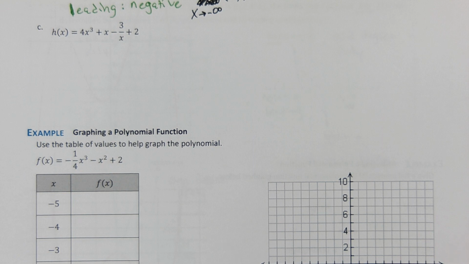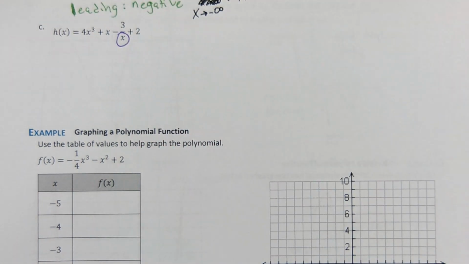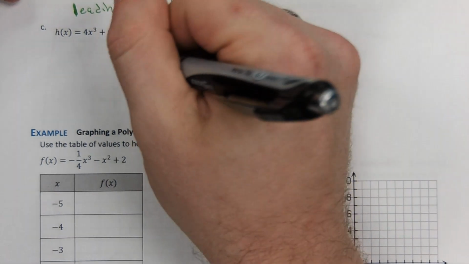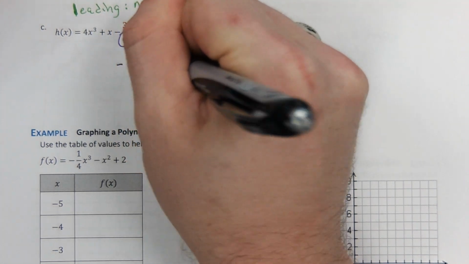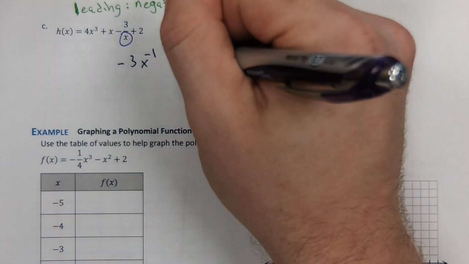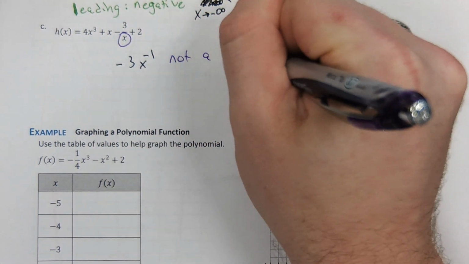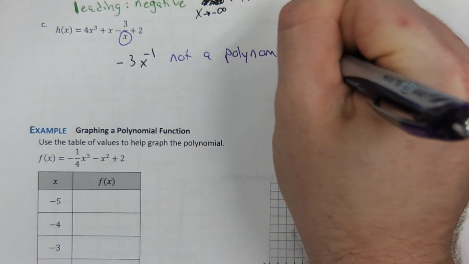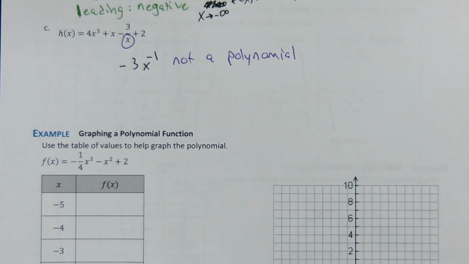This is not a polynomial. But why? Because that is a negative exponent. That makes it not a polynomial. This term is negative 3x to the negative 1, which breaks the rules. You must have positive whole exponents if you have a variable. So this is not a polynomial. And since it is not a polynomial, we are not going to attempt to use any rules for figuring out what its end behavior is.